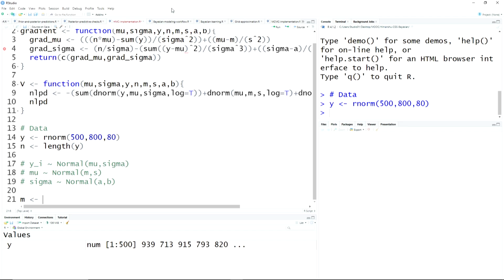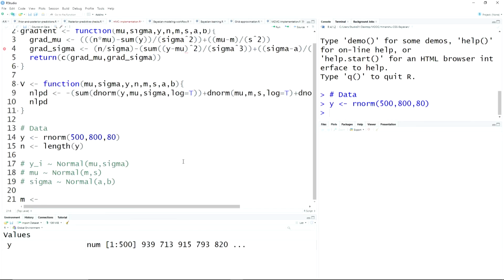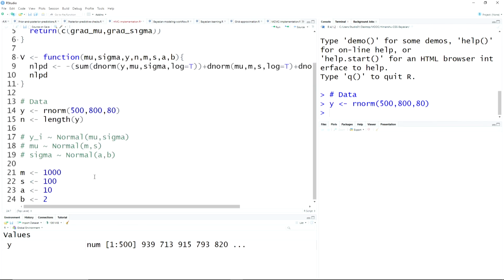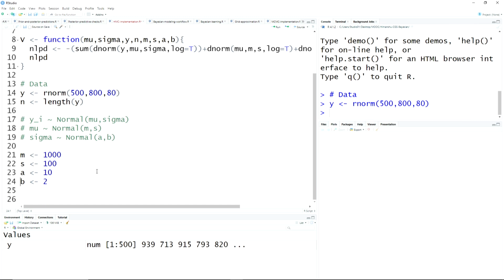So let's say we can use the same priors as used here. Let's say m is 1000, s is 100, a is 50, maybe 60, b is 20, something like this.